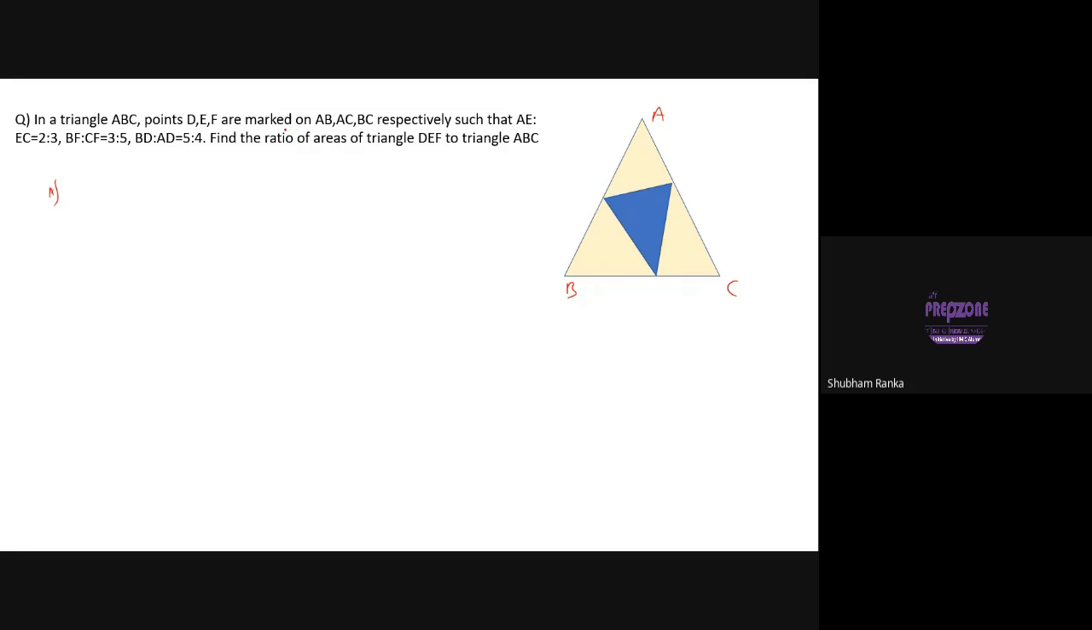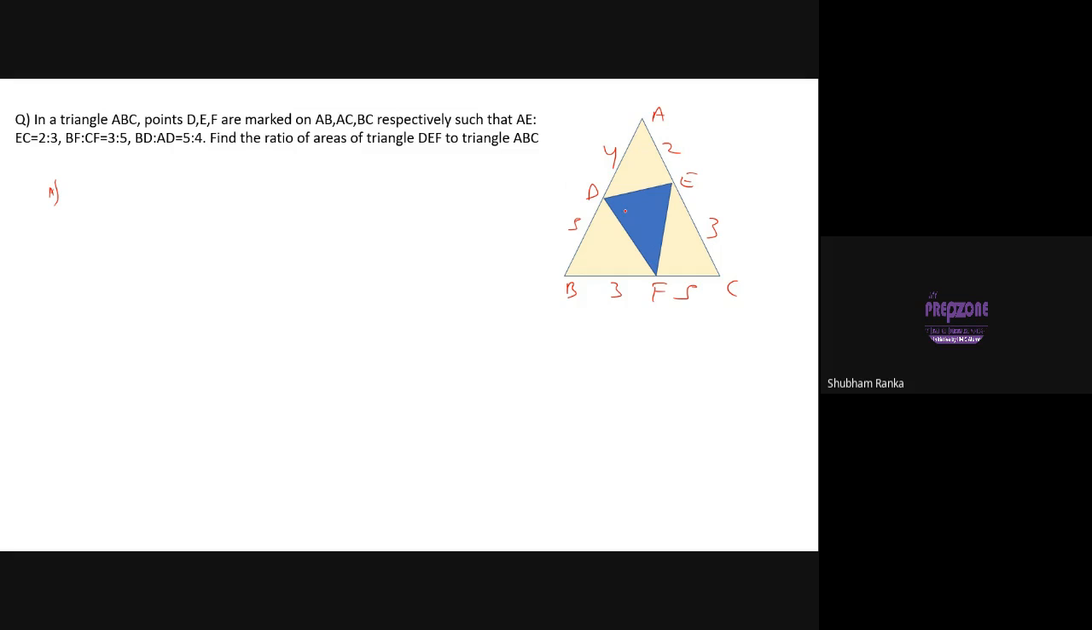Here in a triangle ABC, points D, E, and F are marked on AB, AC, and BC respectively, such that AE to EC is 2:3, BF to CF is 3:5, and BD to AD is 5:4. So I'm just denoting the given data into the figure. Nothing happening here much. So what is the ratio of the area of triangle DEF to triangle ABC?